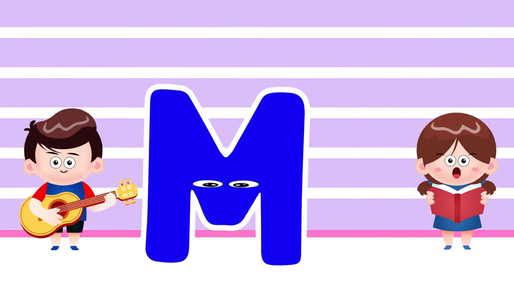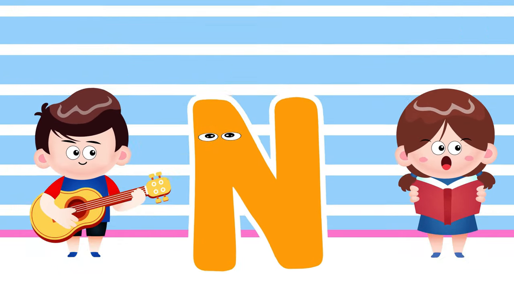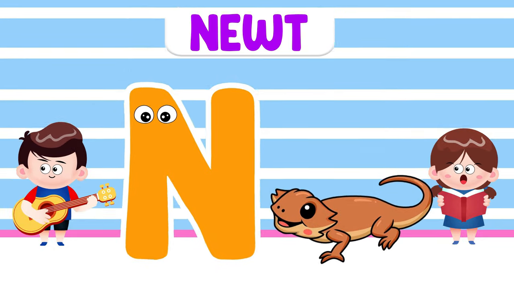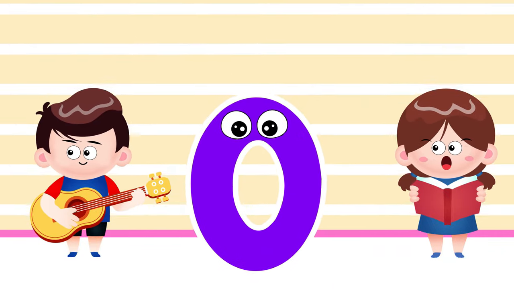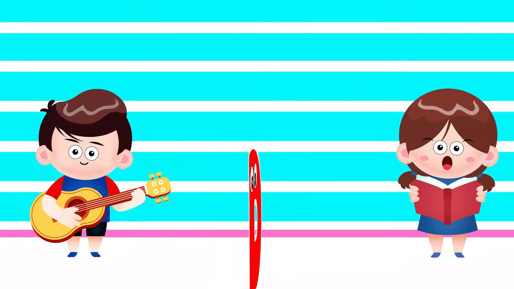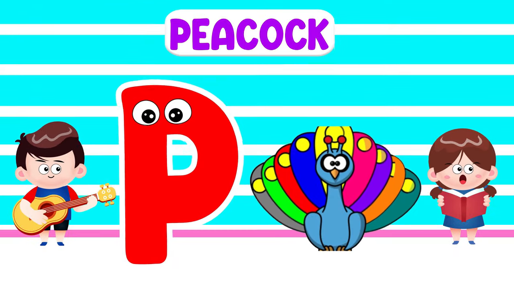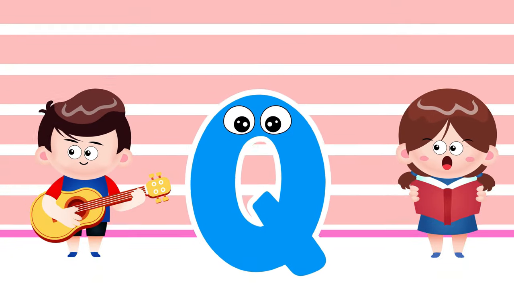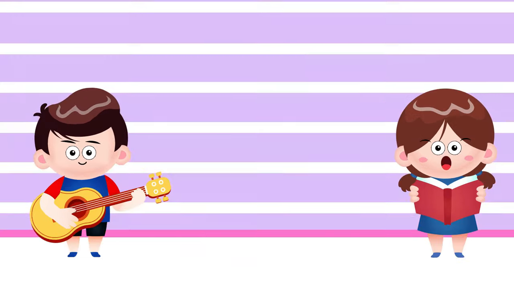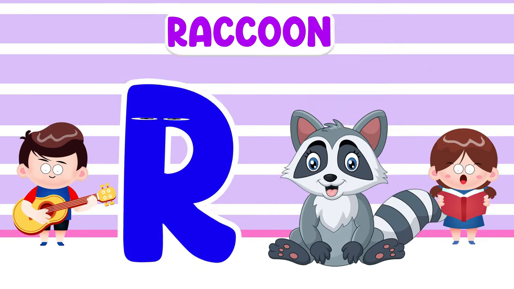M for monkey. N for newt. O for ox. P for peacock. Q for quail. R for raccoon.